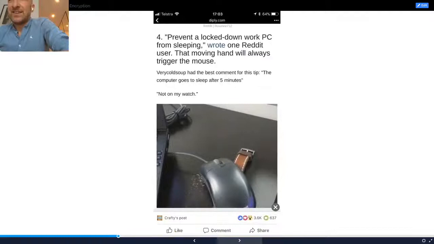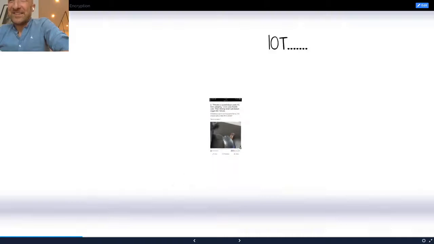Security is hard, like I said, but here is a guy who didn't want to put his PC to sleep. So he put an analog watch with a ticking hand underneath the mouse to keep the computer alive. So some people can be incredibly creative. Okay, so security is important.